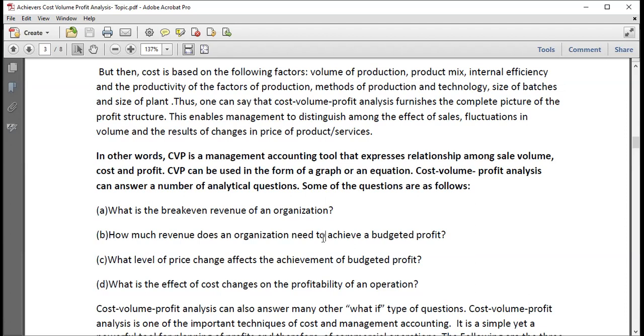You get it? So if as an organization we want to determine how much we shall make in terms of profits, then we work backwards to determine how much we shall make in terms of revenue. Then the CVP comes in handy. You get it? So it's very important for us to understand that. Then we shall also appreciate that the CVP helps us to know what level of price affects the achievement of the budgeted profit. You get it?